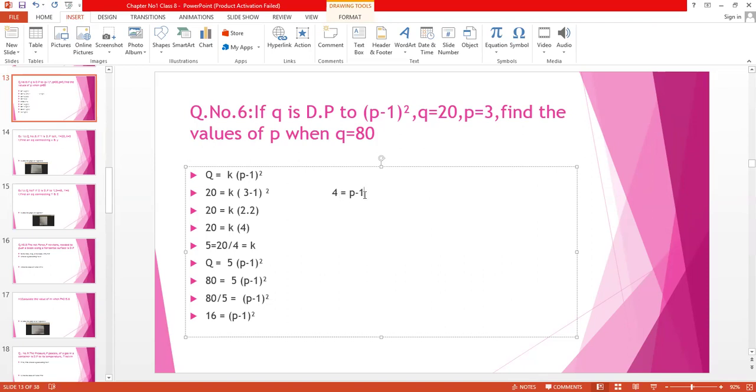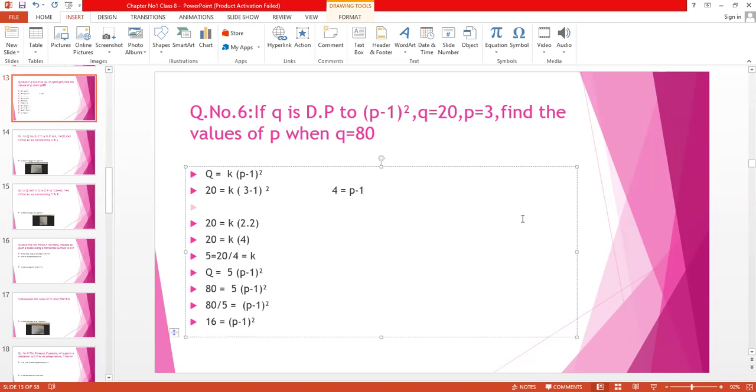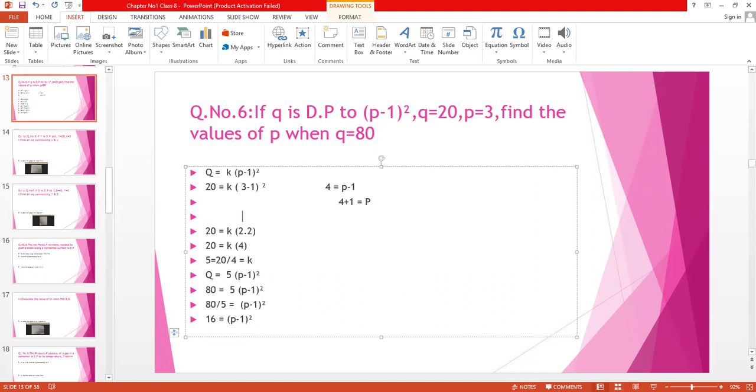Now we can easily solve. When we move this minus 1 to that side, it becomes plus 1. So here I write 4 plus 1, which is equal to P. So 4 plus 1 is equal to 5. And P when Q is equal to 80 is equal to 5. Is it clear? P is equal to 5.